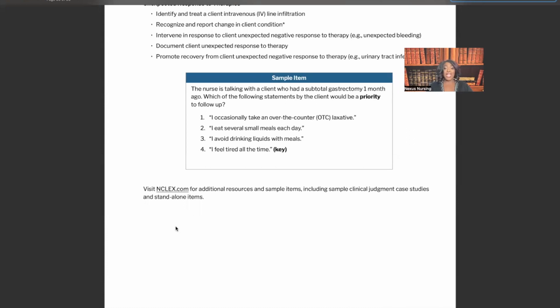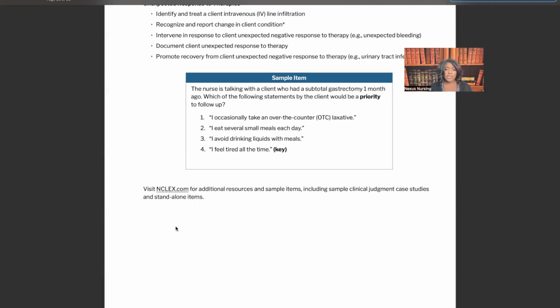So let's talk about it. They had surgery a month ago. And what kind of surgery was it? A gastrectomy, right? So what would be going through our mind? Severe anemia. They're feeling tired all the time. We're going to be looking at severe anemia, and more specifically, most likely what? We're going to be concerned about that B12 level. That's going to be our main concern.